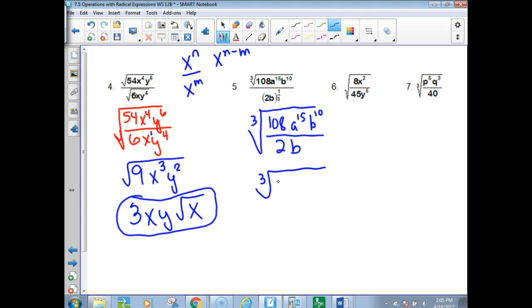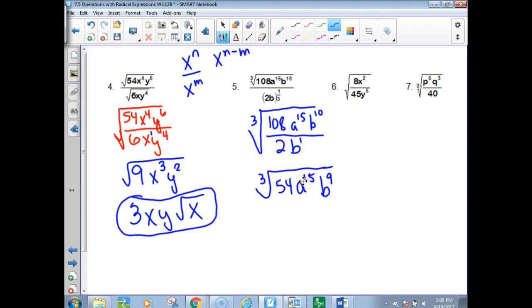108 divided by 2 is 54. I got an a to the 15th, and then I have a b to the 1st on the bottom, so I'm going to take away 1 from the top and get b to the 9th. Is everybody okay with where I got this from? If you don't understand, please raise your hand if you want me to re-explain how I got b to the 9th on this problem, or y to the 2nd and x to the 3rd on the last one.